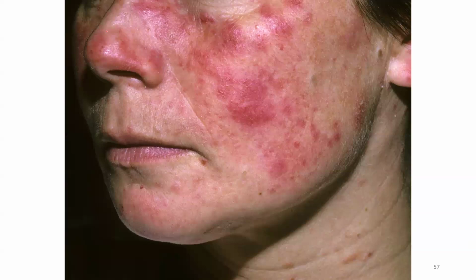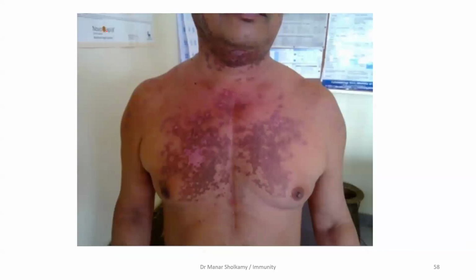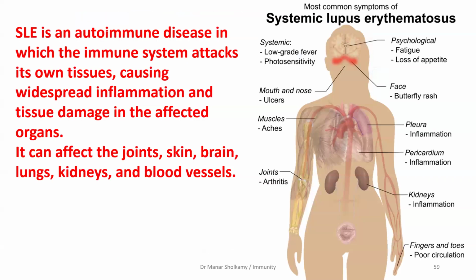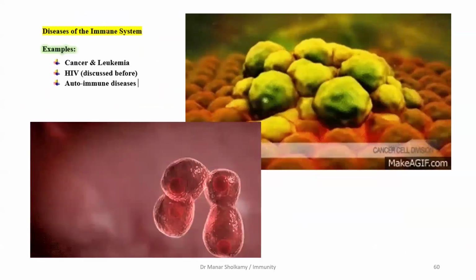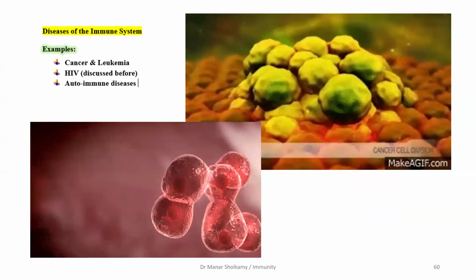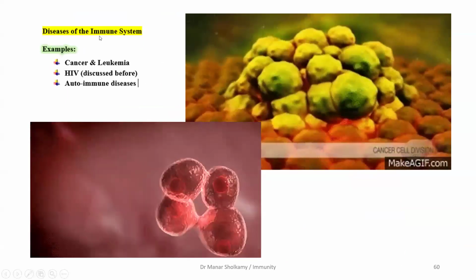Good. This is systemic lupus erythematosus, which you have generalized inflammation, and the autoimmune disease attacks your skin. And the leukemia, a type of cancer.